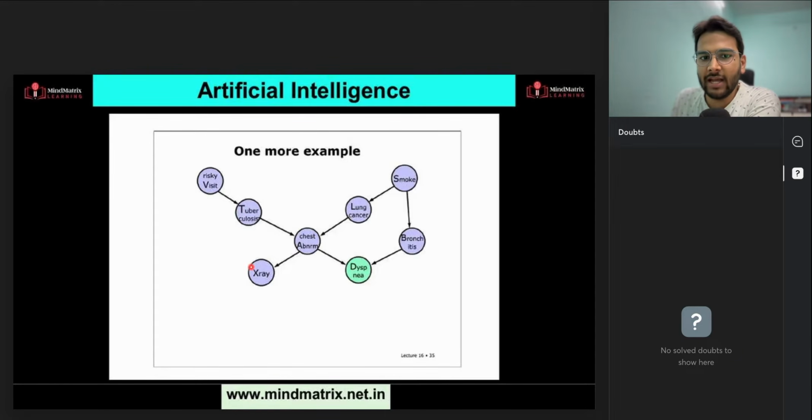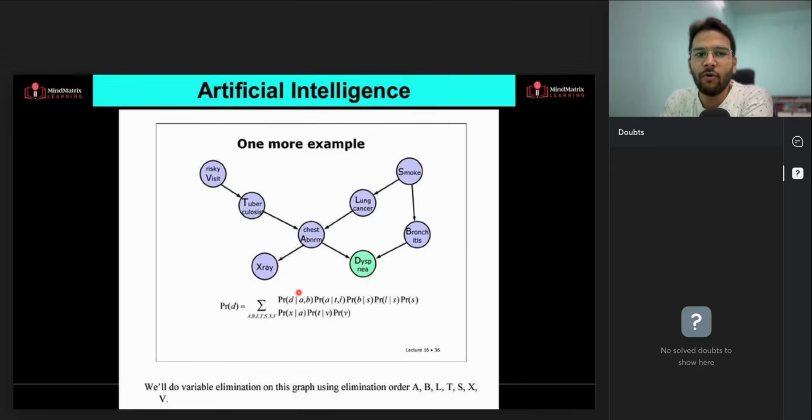Here it is: T, X, A, L, S, B, and D. The first letter of the word of random variable, just to denote it in short notation, nothing else. So let's say we are trying to find this probability of dyspnea. If I want to find this probability of D, let's say in short, probability of D.